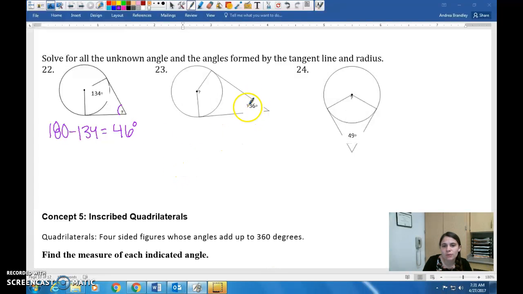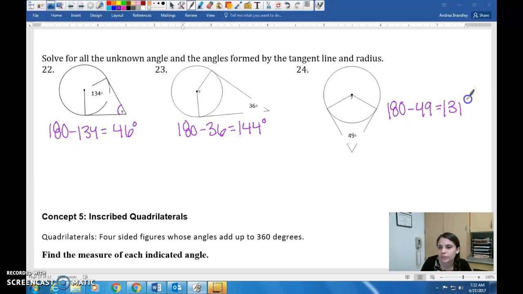Then, I know this angle, but I don't know this one. Again, they still add up to 180, so it doesn't matter which order we look at. I can still do 180 minus 36, and I know that this is 144 degrees. And the same idea with this last one to find that question mark angle: 180 minus 49 is equal to 131 degrees.